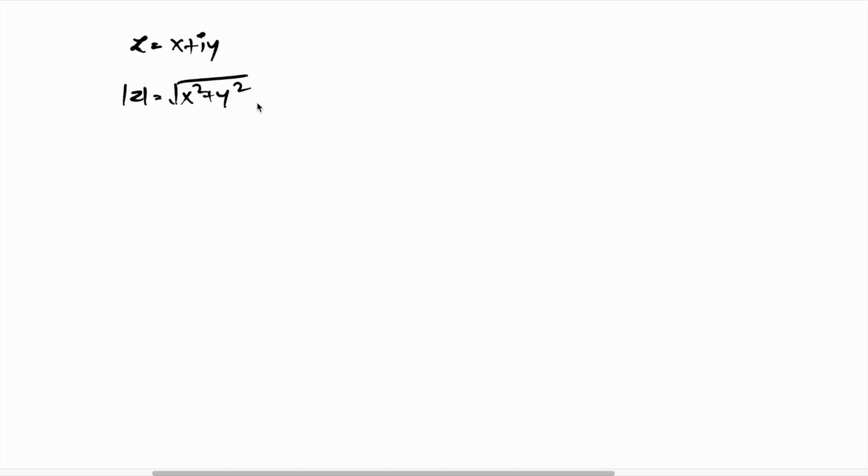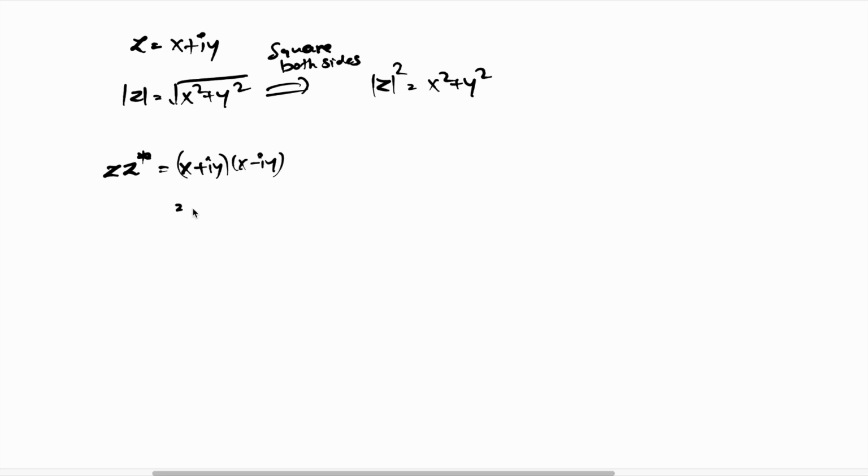And if I square both sides, I'll realize that the modulus squared is nothing but x squared plus y squared. And x squared plus y squared can be obtained by doing one more operation, which is multiplying a complex number with its conjugate. If I multiply x plus iy with x minus iy, I'll get x squared plus y squared. So one more result is that modulus squared is z into z conjugate. Cool. Let's move on to the next section, which is polar form of a complex number.